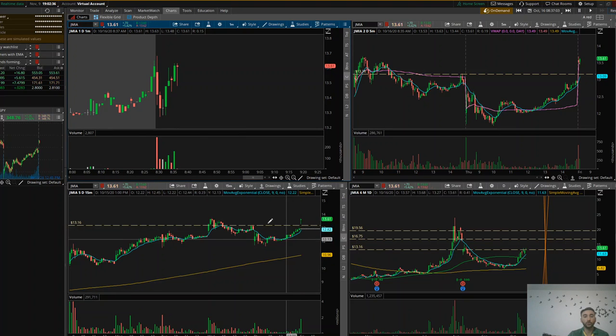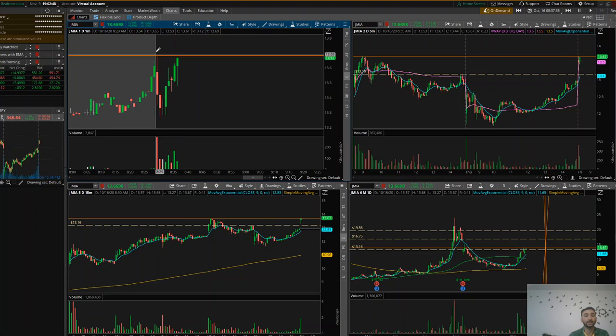Right now you don't know what it's gonna do at the moment. There's just no pattern at the moment. Okay, and this is the high of the day. This is the high, which should act as resistance. But notice what happens here.